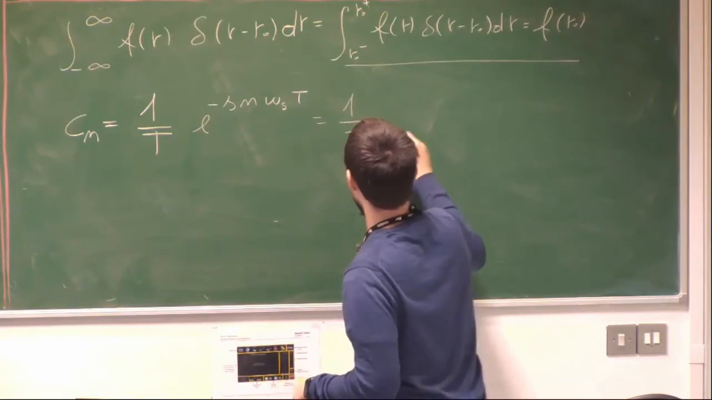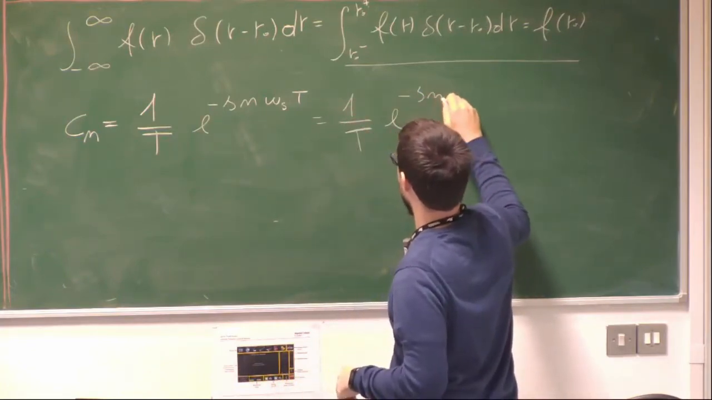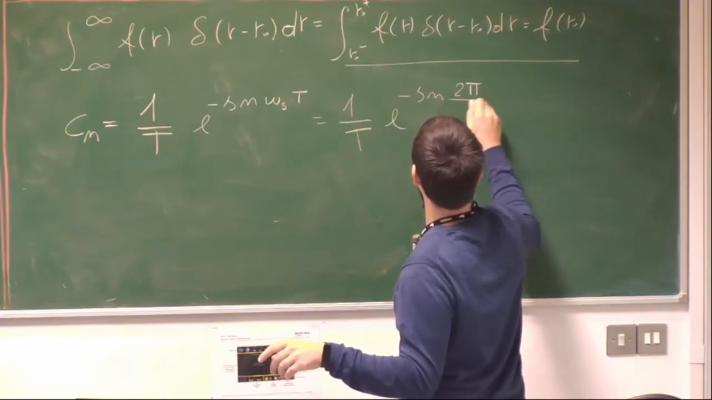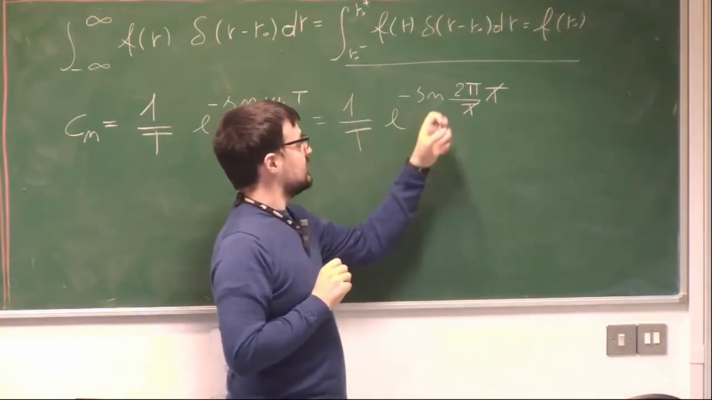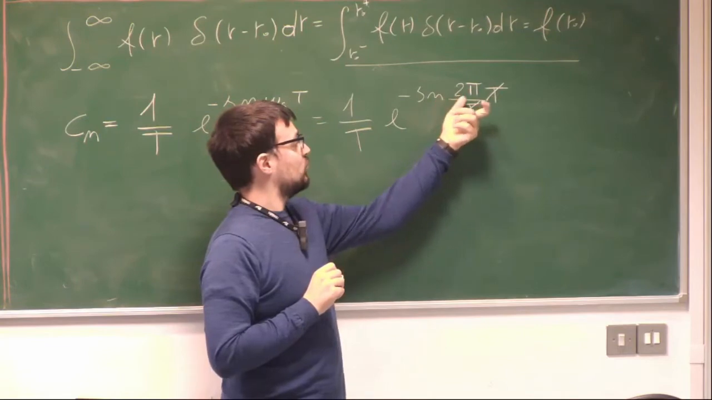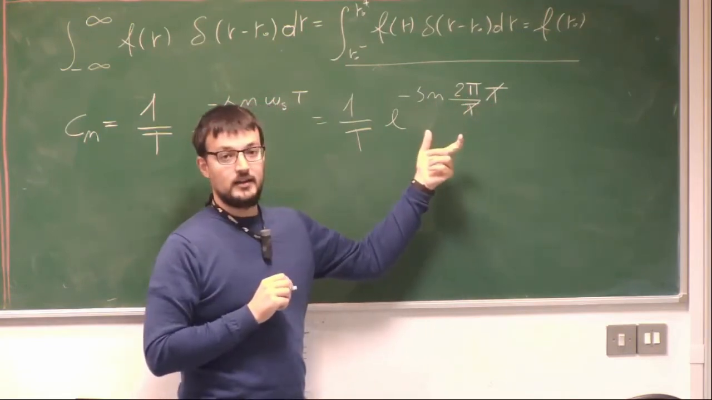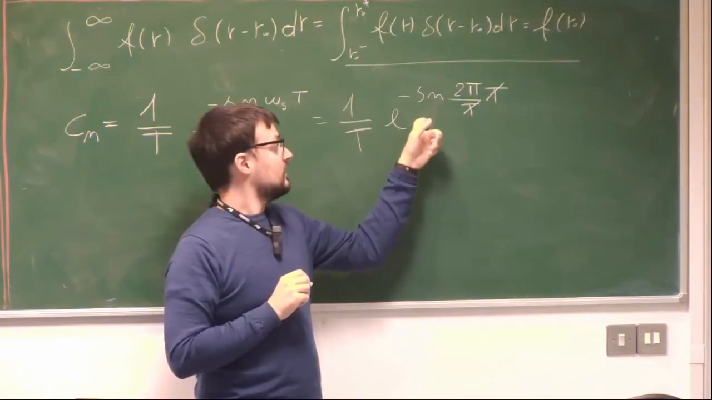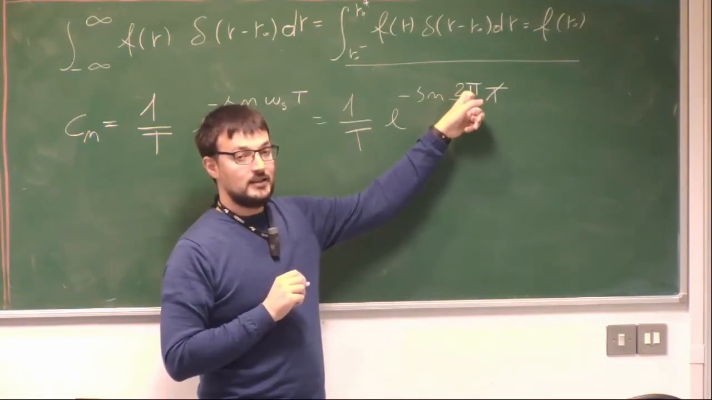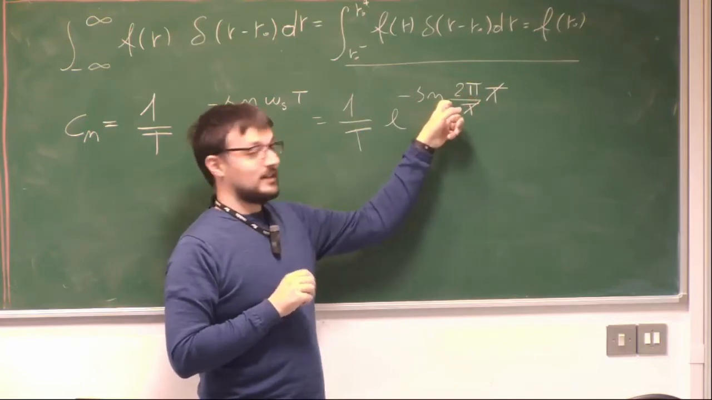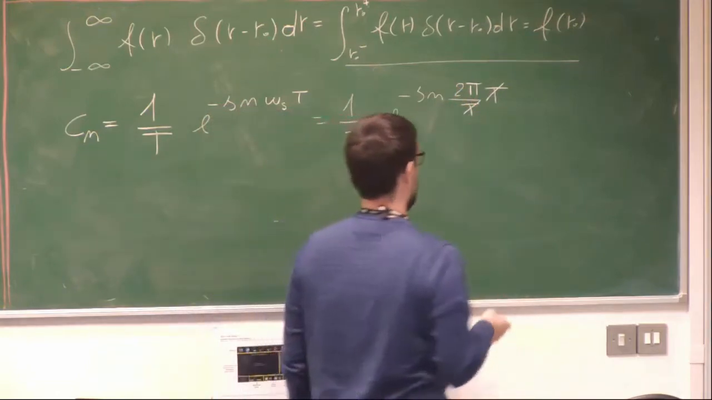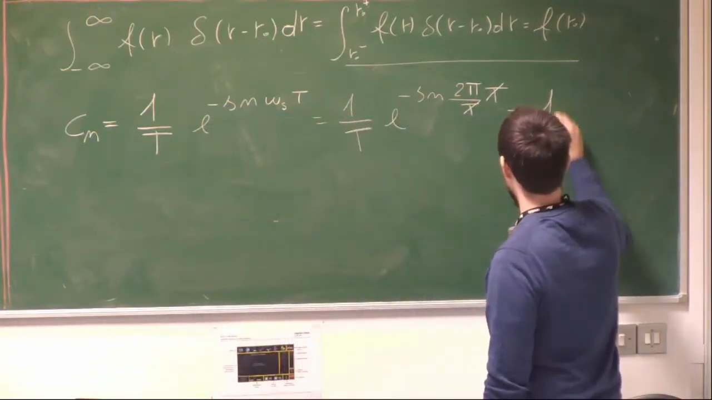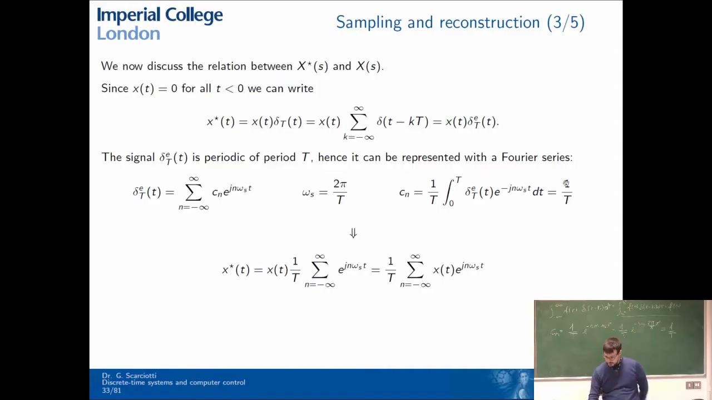Now we replace omega s, so this is equal to 1 over capital T, e to the power minus j n 2 pi over T, times capital T, and this capital T and this capital T simplify. So this is e to the power minus j n 2 pi, okay? But this is equal to 1, okay? So this complex number, e to the power minus j n 2 pi, is 1. It doesn't matter that there is the n here. This will be 2 pi, 4 pi, 6 pi, and so on. It will always be 1. So this will be equal to 1 over T. So going back to our slide, the coefficients will be equal to 1 over T.